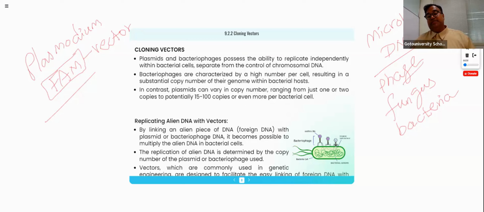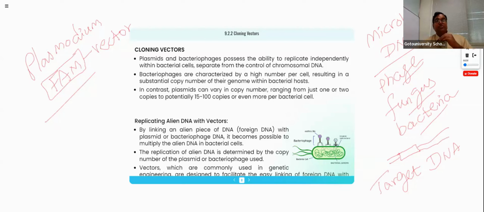Sometimes I'll use phage DNA, sometimes fungus DNA, sometimes bacterial DNA to introduce the gene of interest into the target DNA. To the target DNA, I'll introduce the gene of my interest with the help of the fungus or bacteria or virus. So in this regard, I am calling microbial DNA a cloning vector. The crux of all this is given properly with multiple examples for better understanding by our Gotouniversity team.